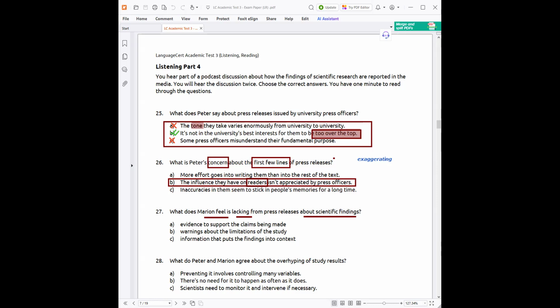Now she's talking about it, right? Scientific results, scientific findings. So listen to this carefully. I'll repeat this part here.